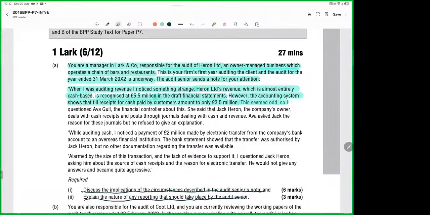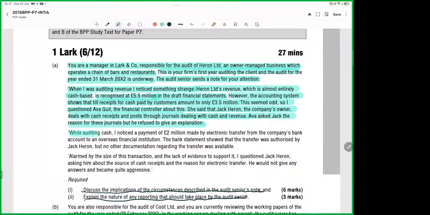This seemed odd, so I questioned Abagal, the financial controller, about this. He said that Jack Heron, the company's owner, deals with cash receipts and they post journals dealing with cash and revenue. So one person doing quite a lot, including journals. Ava asked Jack the reason for these journals, but he refused to give an explanation. There must be something that is being hidden here.